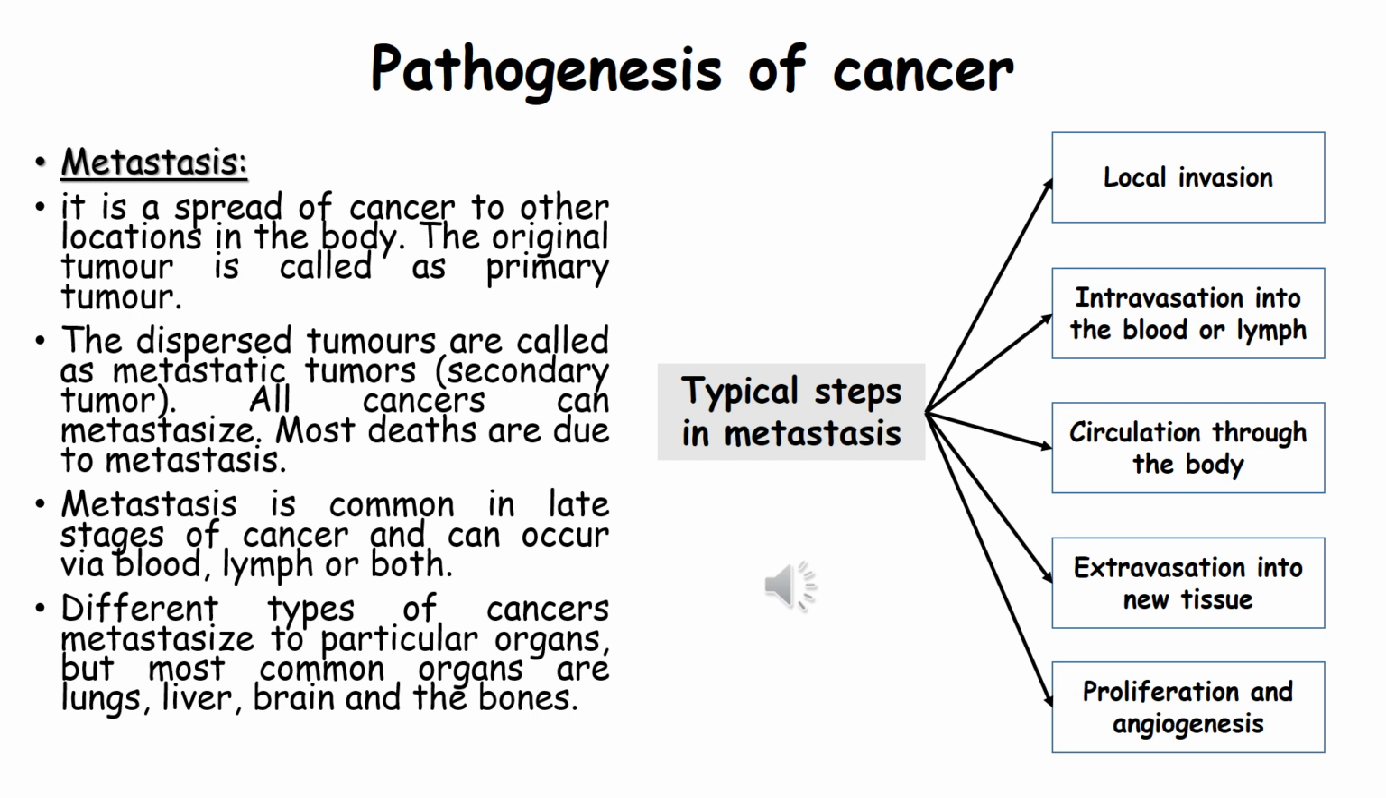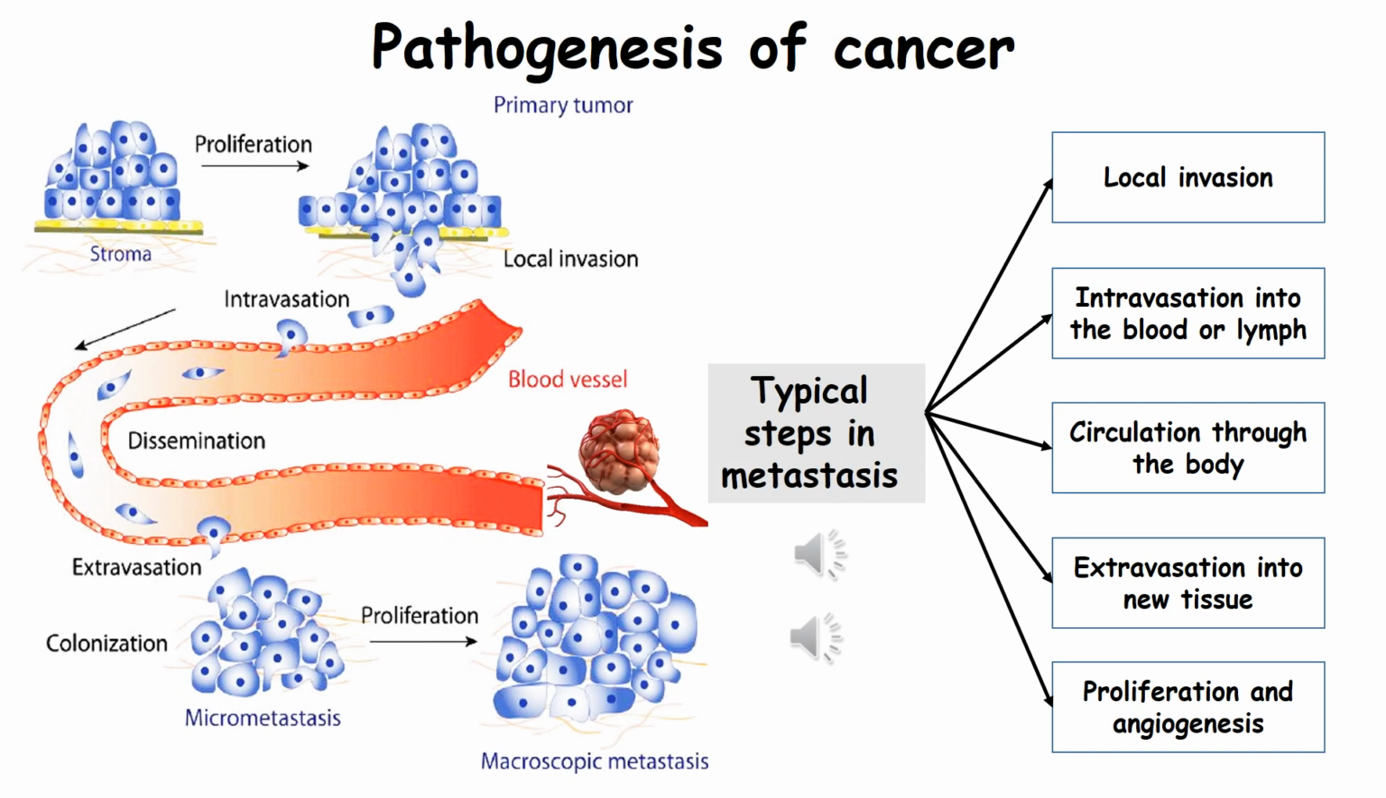So for a cancer cell to become a clinically detectable tumor, it must complete a sequential series of steps, and it must successfully colonize a secondary site.